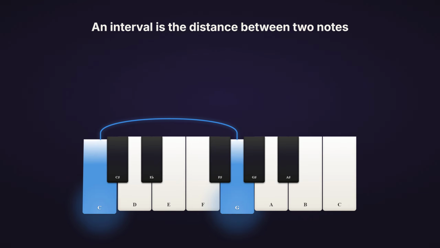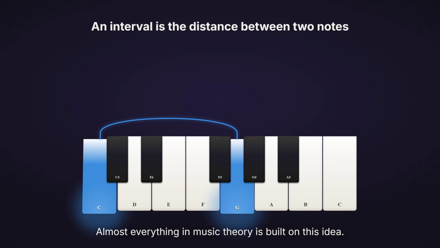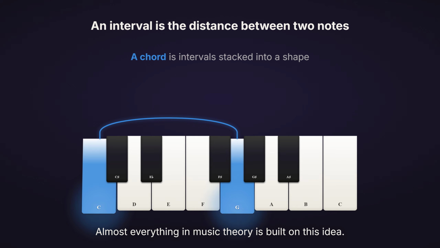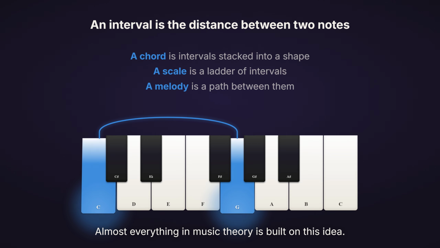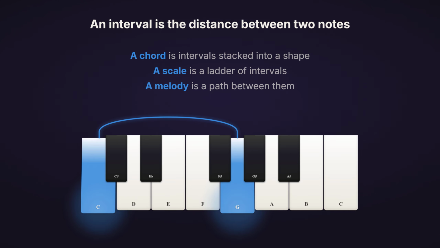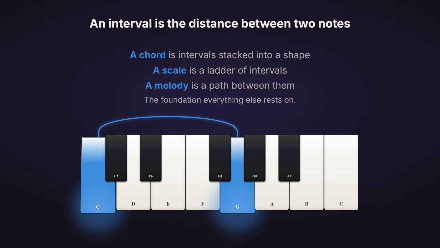Now here is why this matters so much, and why we are spending a whole video on it. Almost everything else in music theory is built directly on top of this one idea. Think about it. A chord is nothing more than a few intervals stacked on top of each other into a shape. A scale is a ladder of intervals climbing upward step by step, from the bottom to the top. And a melody is a path that walks and leaps from one interval to the next, the line you actually hum. So if you master the distance between two notes, you are not learning some small isolated fact. You are laying the foundation that every other idea in music rests on.